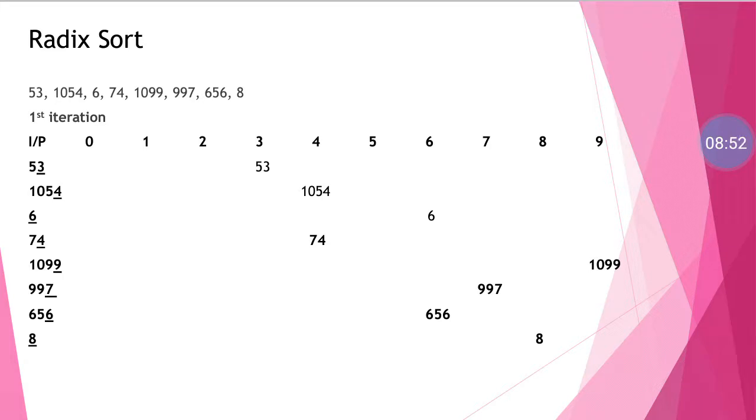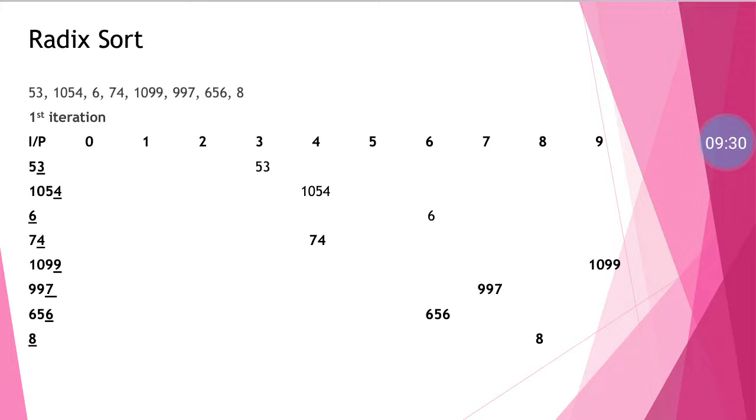I hope it is clear. Pick up the largest element, count the number of digits of the largest element, and you get the number of iterations to sort the whole list using Radix sort. So how does it work? First of all, put all the elements on the input, then assign pockets 0 to 9. In the first iteration we check the units place, in the second iteration the tens place, in the third iteration the hundreds place, and in the fourth iteration the thousands place. So 53 has units place 3, so it is placed in the third pocket. 1054 has units place 4, so it is placed in the fourth pocket, and so on.